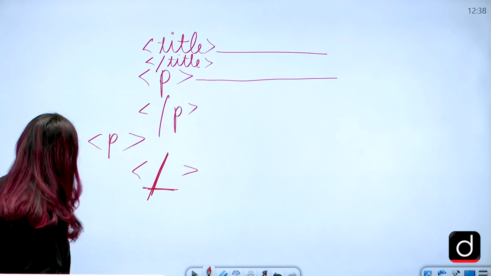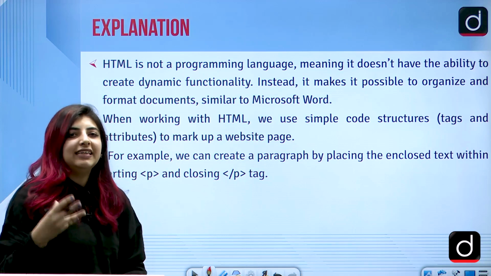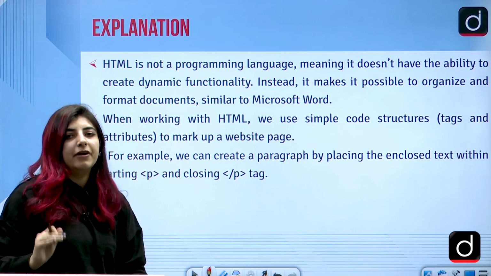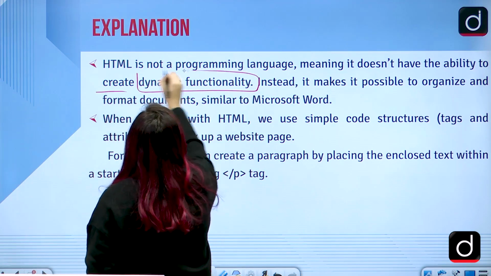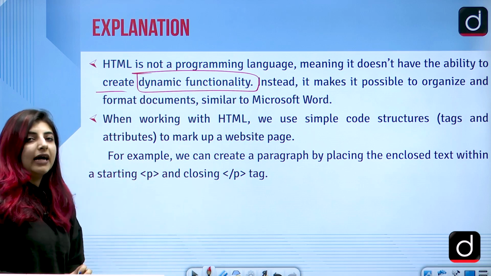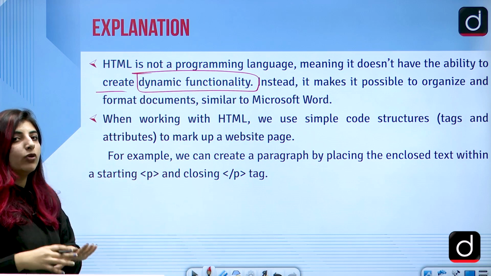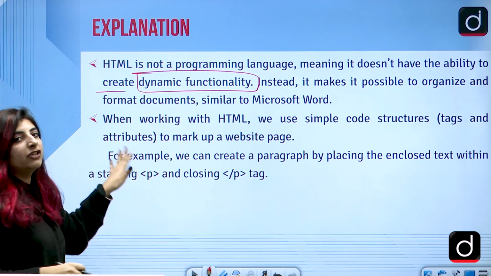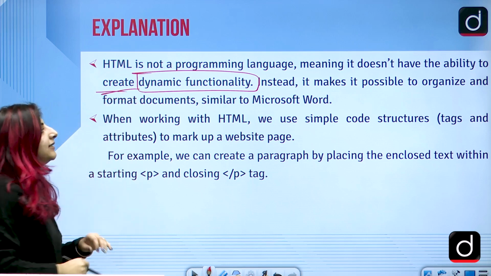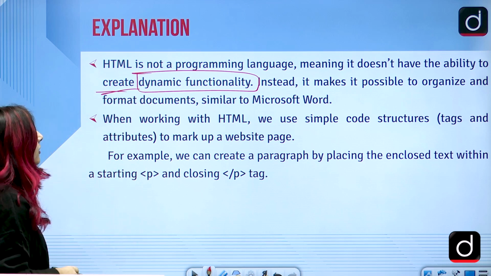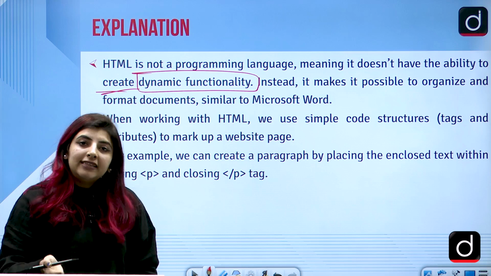Correct? So first of all, it is not a programming language like C, C++. It is just a normal web page creating language, because it does not create dynamic functionality, correct? The other programming languages apart from HTML have the dynamic functionality, but HTML is not that, correct? Instead, it makes it possible to organize and format documents which are similar to Microsoft Word. So it is an easier to use language.